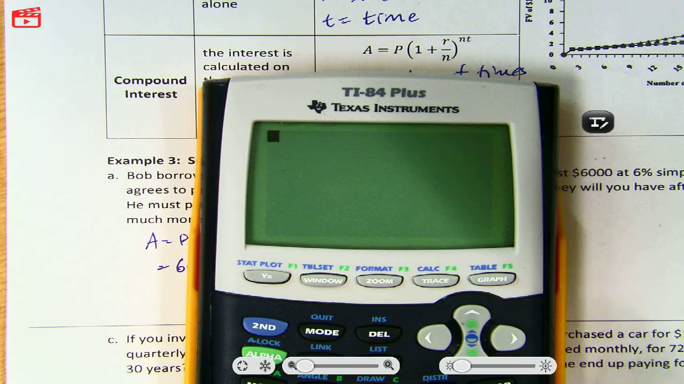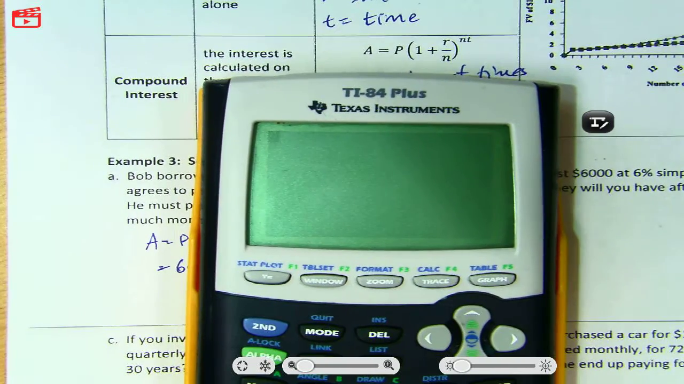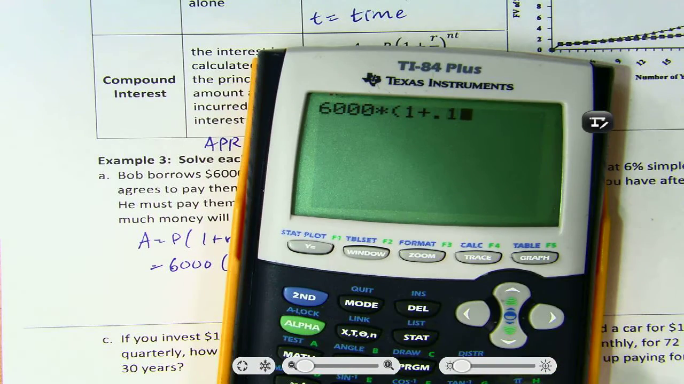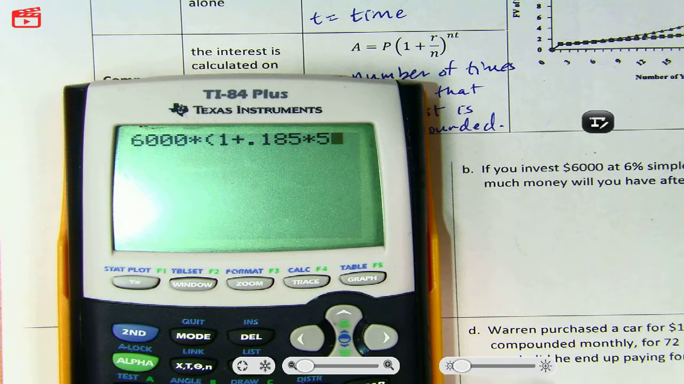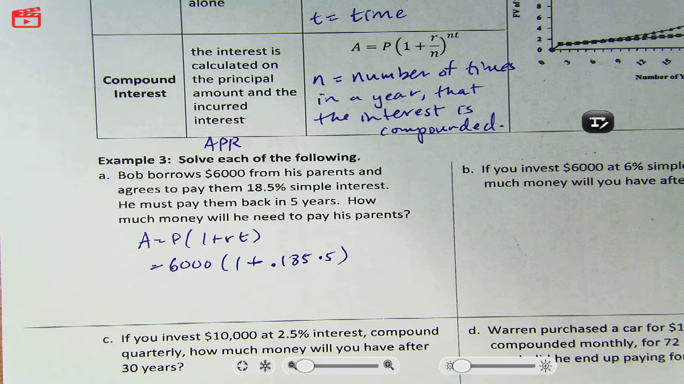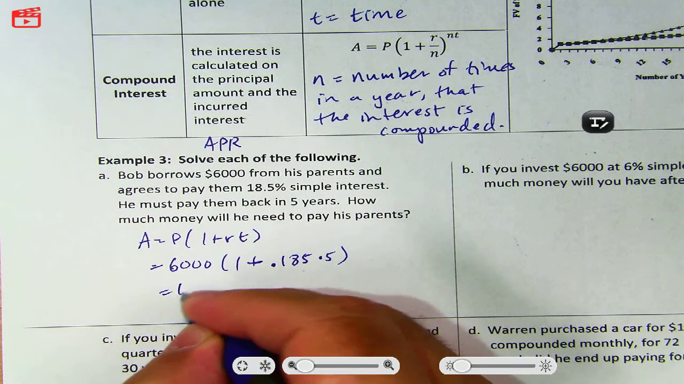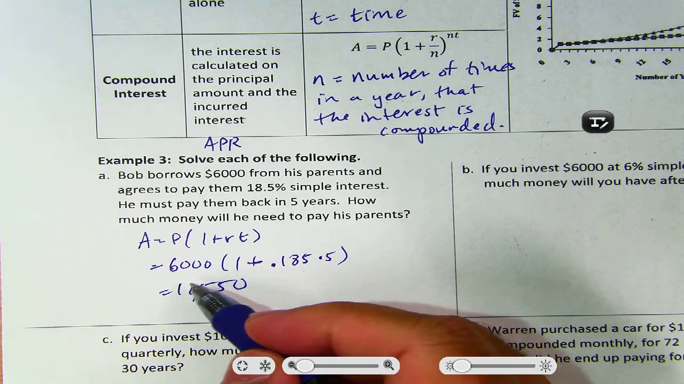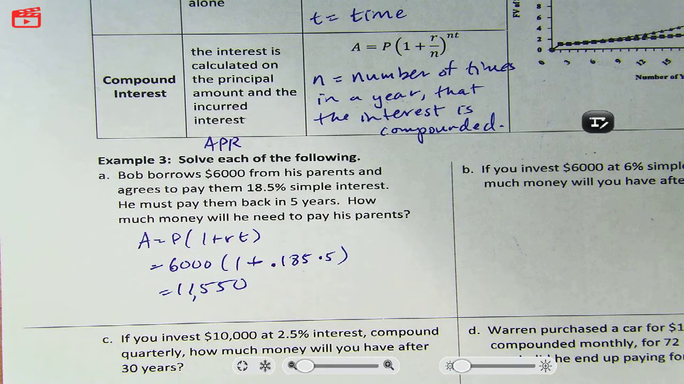So I'm putting in the calculator, 6,000 times, put in parentheses, 1 plus 0.185 times 5 years. So that's what we got. Put that in the calculator and you get $11,550. So you're going to end up paying your parents this much based on your initial loan of $6,000.